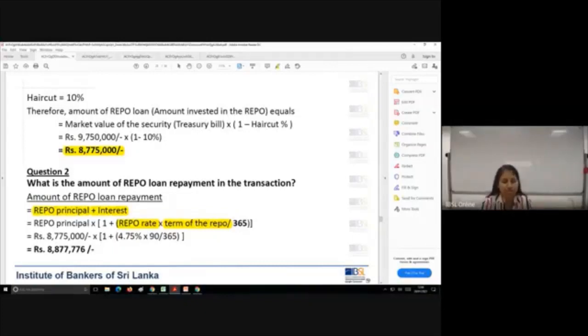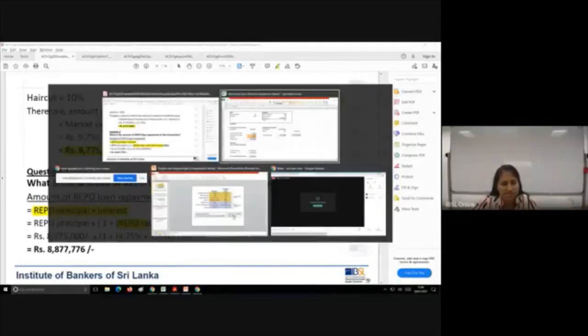So simply your principal into the repo rate into 90 days divided by 365 will get you your interest. Now, ideally, your interest in amount terms is very, very visible here. It's only around 2,776. When you add that to your repo principal, your amount of repo loan repayment, which means on maturity, how much are you going to pay back? It's going to be 8,877,776 rupees.